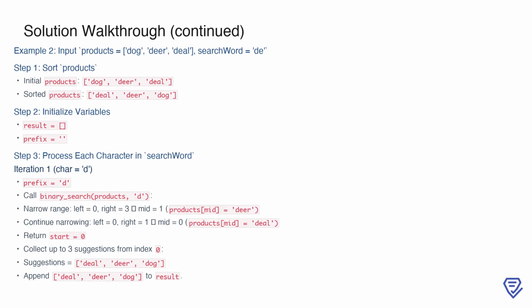For the first character in the search word, D, we update prefix to D. Performing a binary search for this prefix, we narrow the range until the starting index is identified as 0. From this position, we collect up to 3 suggestions, which are deal, deer, dog. These are appended to the result list, providing the first set of suggestions for this example.